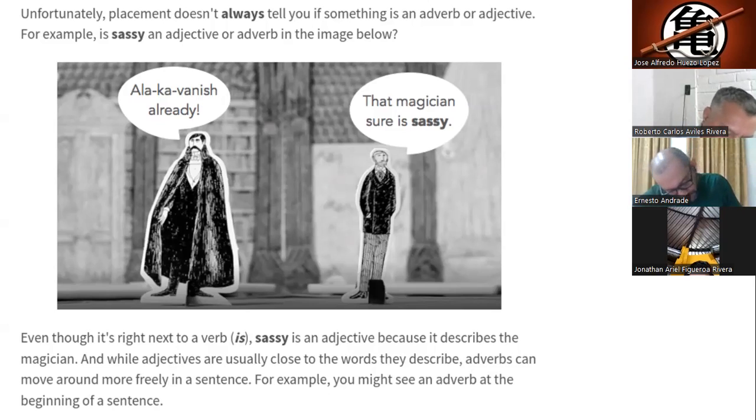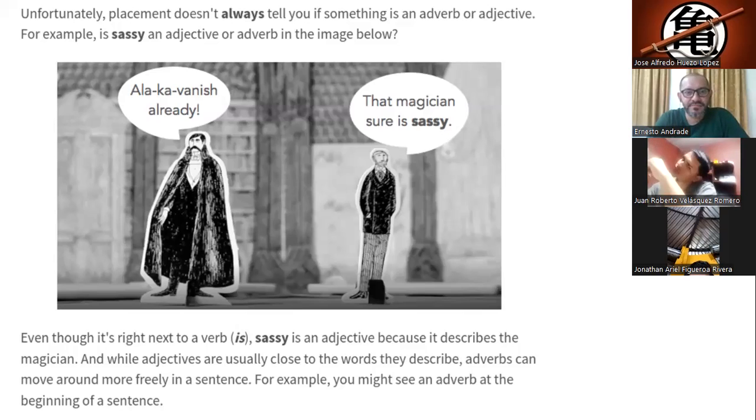And while adjectives are usually close to the words that they describe, adverbs can move around more freely in a sentence. What is freely? Libremente, very good. For example, you might see an adverb at the beginning of a sentence. So that is another thing. So yes, the most common is that the adjective is going to be before the noun that it is describing, or that the adverb is going to be after the verb it is describing. But sometimes it's not true.